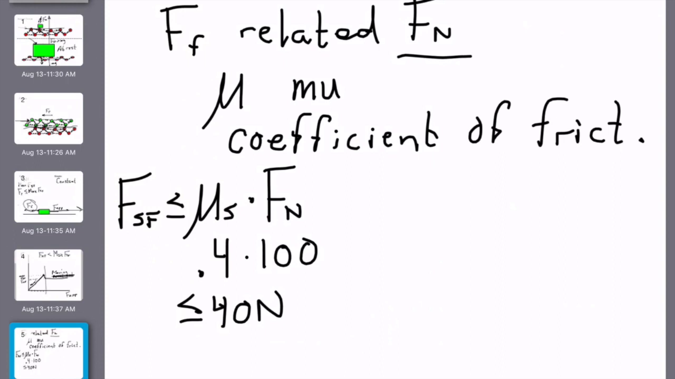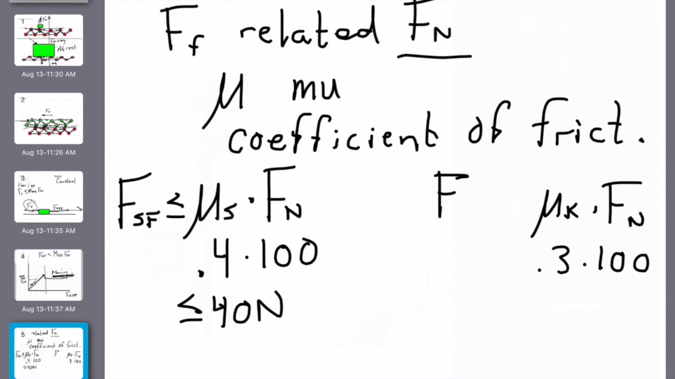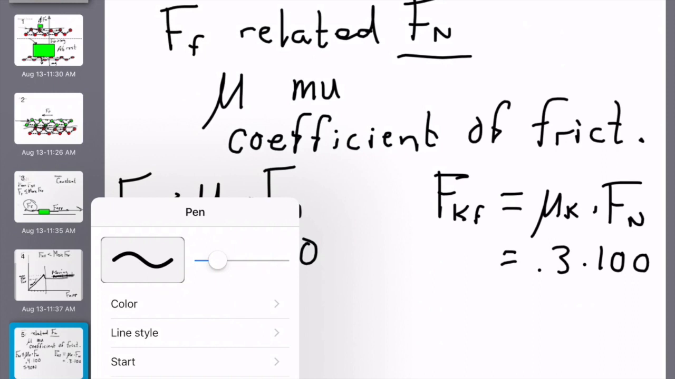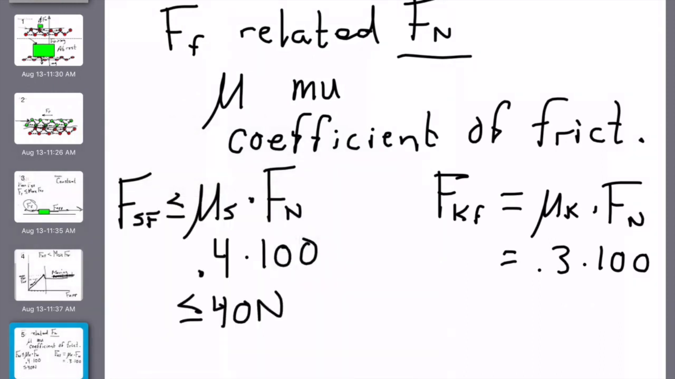If I push with 10, it can push back with 10. If I push with 20, it pushes back with 20. All the way up to 40 newtons. 40 newtons is that boundary condition. Okay? For the same object, let's assume the kinetic friction is 0.3. And if you remember what I said, the force of kinetic friction is constant, doesn't matter how hard I push, if it's moving, friction will push back with this same number. So this would be 30 newtons.